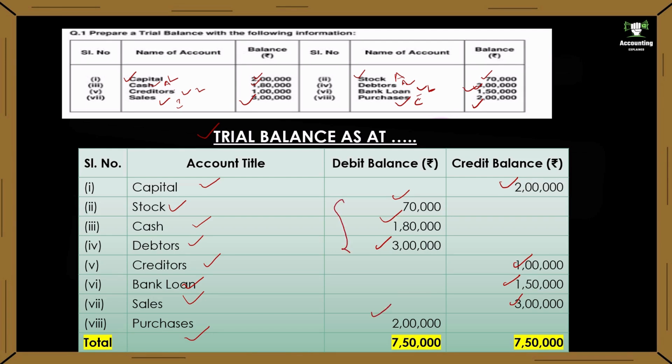On totaling the debit side you get 7,50,000 and the credit side you get 7,50,000. So the total is tallied. Your trial balance is arithmetically correct.